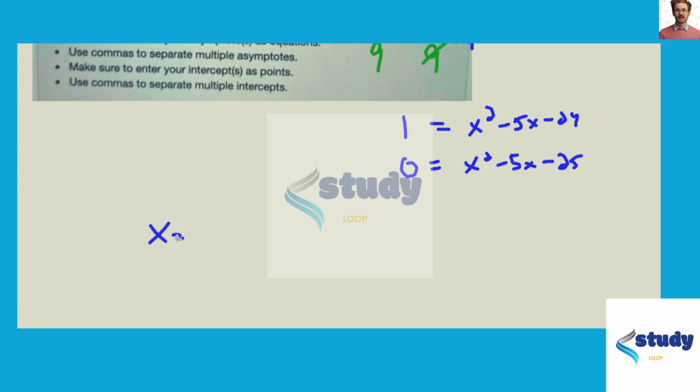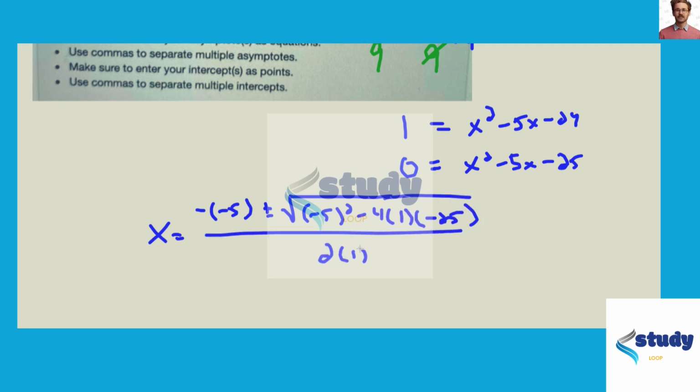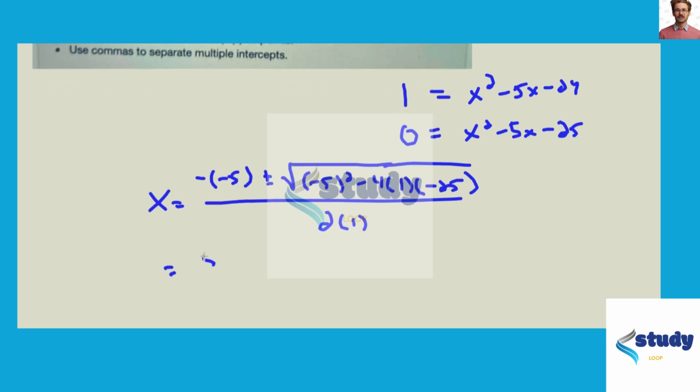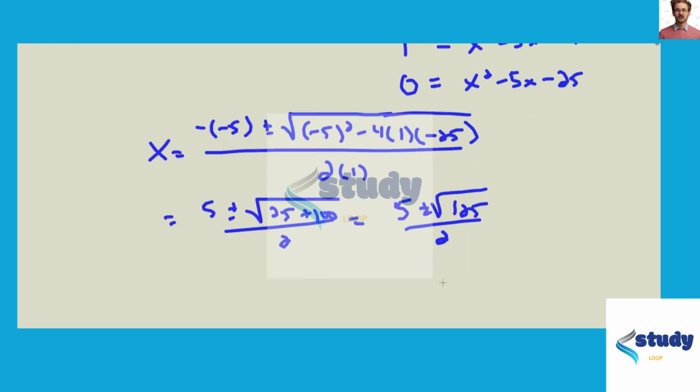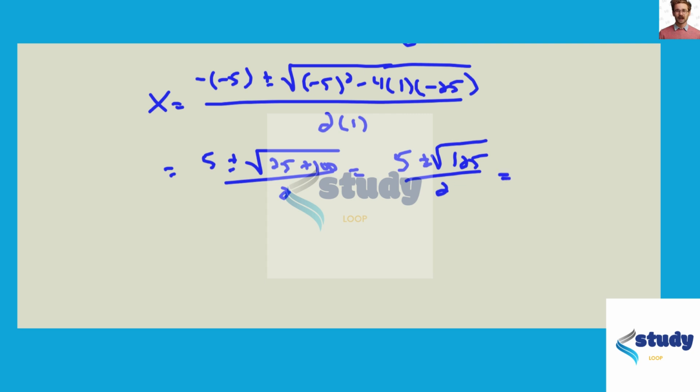Opposite b plus or minus the square root of b squared minus 4ac all over 2a. So that'd be 5 plus or minus the square root of 25 plus 100 all over 2. 5 plus or minus the square root of 125 over 2, which would be 5 plus or minus 5 square root 5, because 125 is 25 times 5, all over 2.